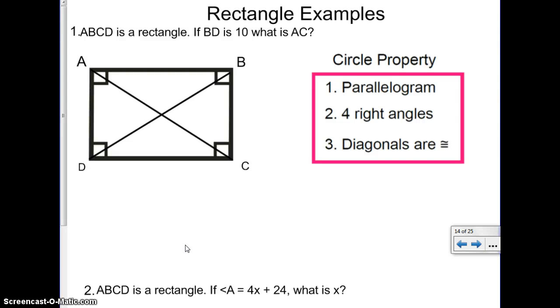Hey, you love parallelograms so much you want to learn more about them? Me too. All right, so you learned about parallelograms, you learned about rhombuses in particular. We're going to get even more specific. We're going to look at rectangles and squares.